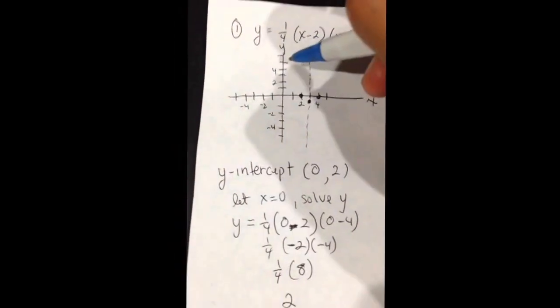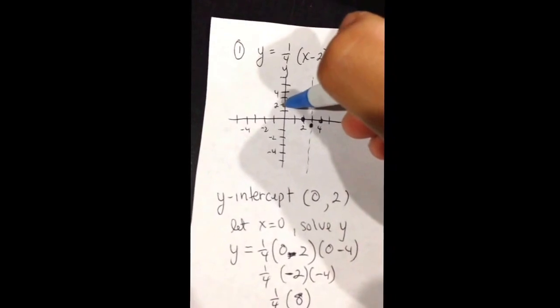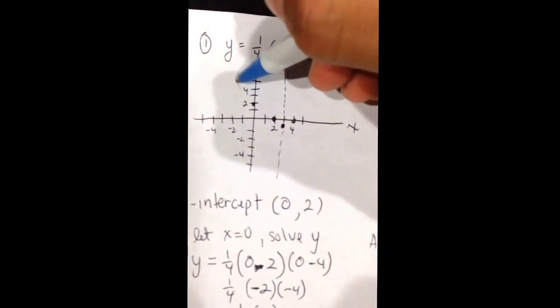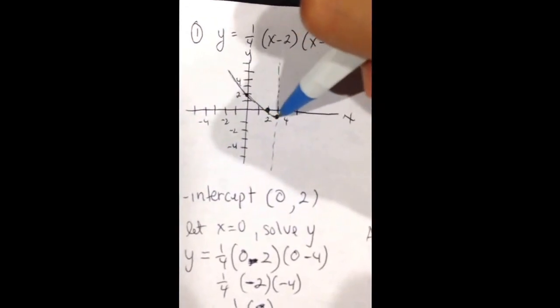Okay, put that on the graph as well, and now I can complete my graph. Here's my U shape. And that's the end of the question.